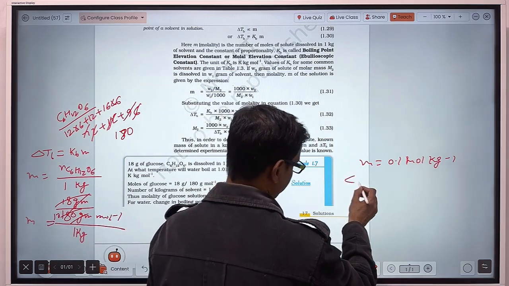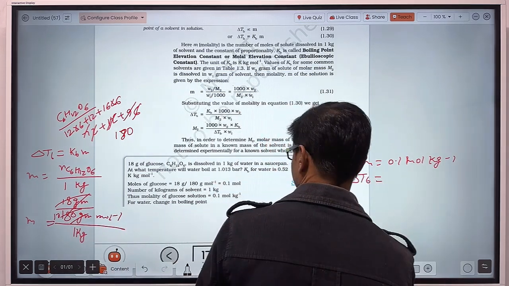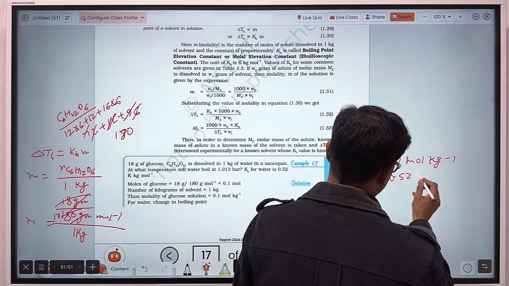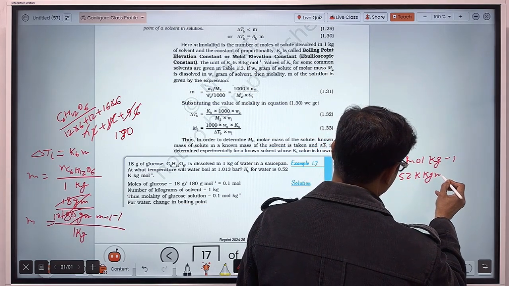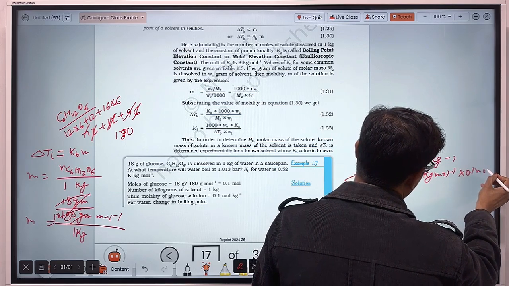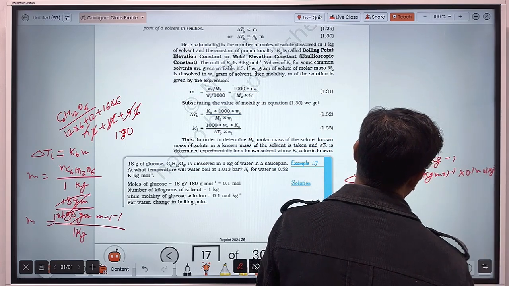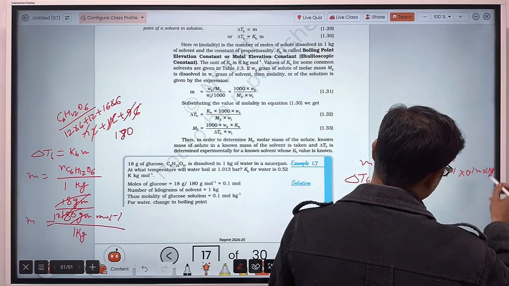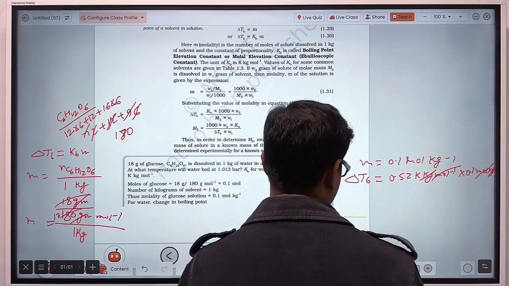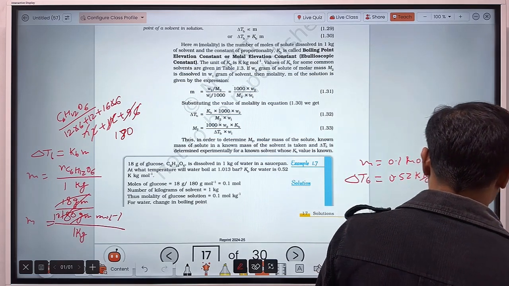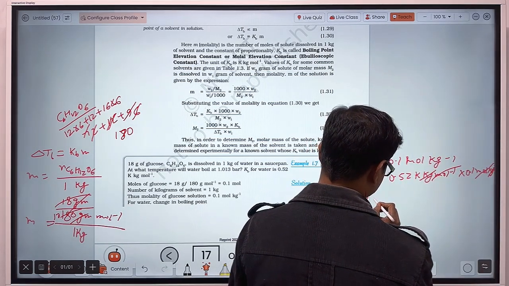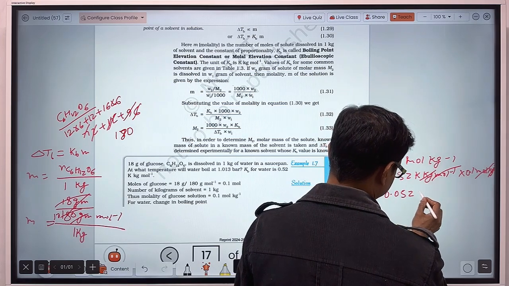So delta Tb equals Kb, given as 0.52 Kelvin kg per mole, into the molality of the solution, 0.1 mole per kg. So kg and kg inverse will cancel out, mole inverse and mole will cancel out. Only Kelvin is left. So 0.52 into 0.1, delta T will be equal to 0.052 Kelvin.